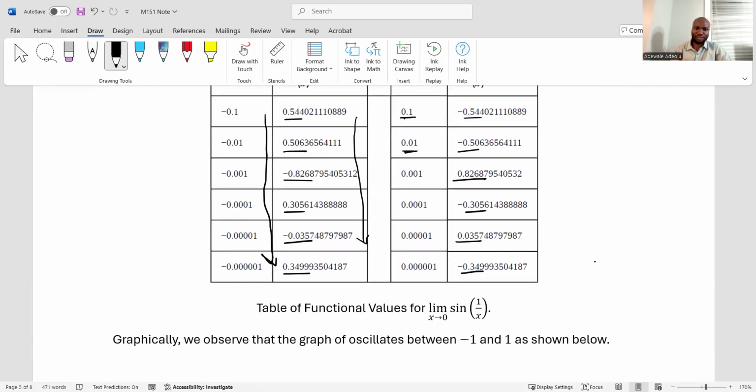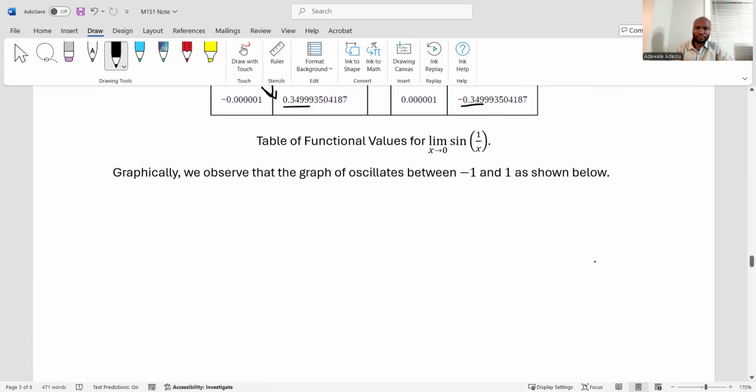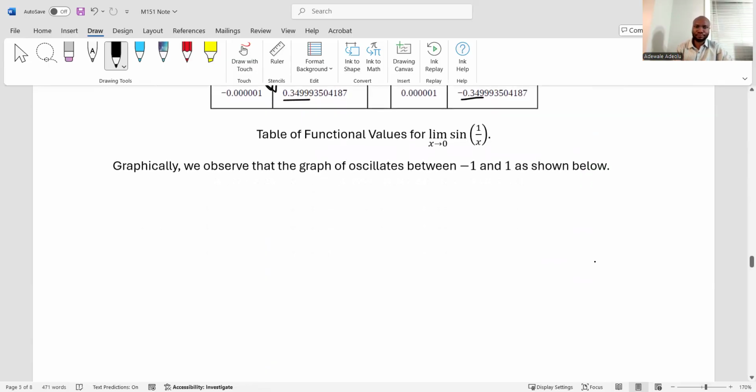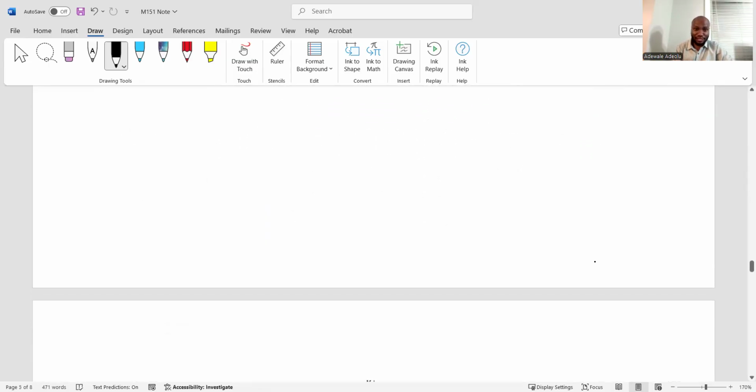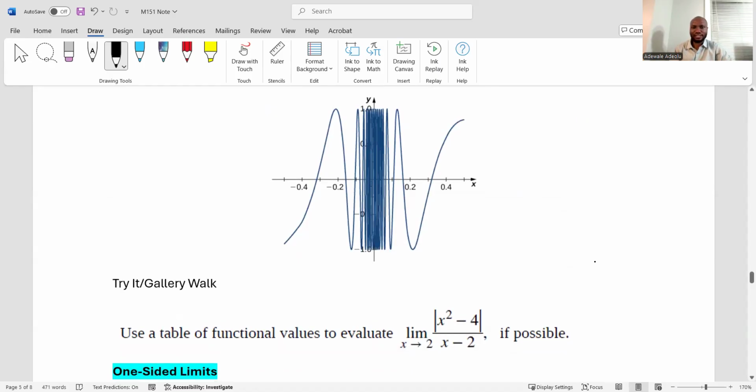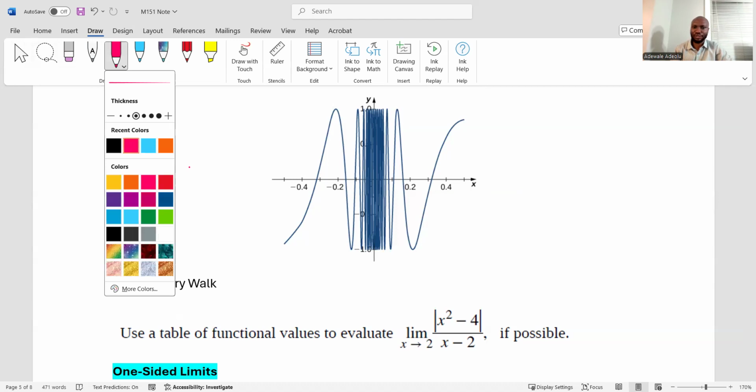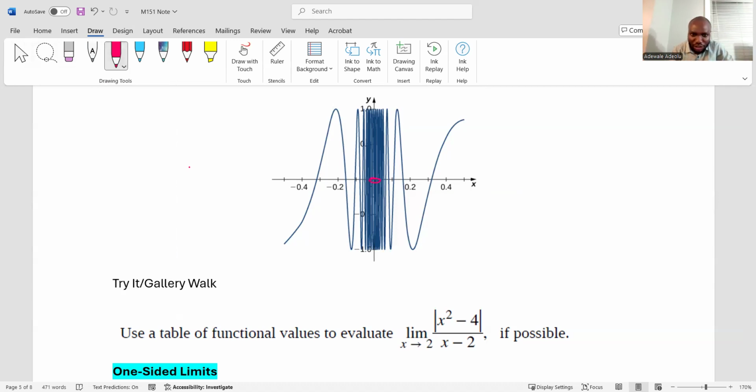So in this situation, graphically, we can see this is the behavior of that function. We have our 0 somewhere here. Around that 0, we can see a lot of bouncing between -1 and 1, up and down. So it is not going to a particular single value.